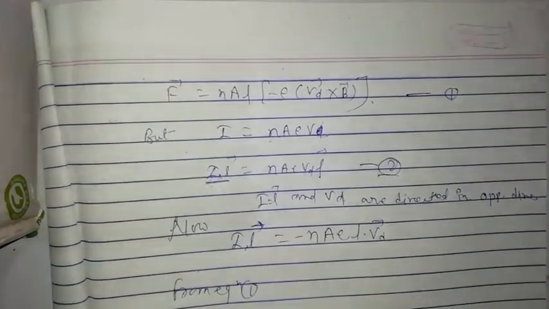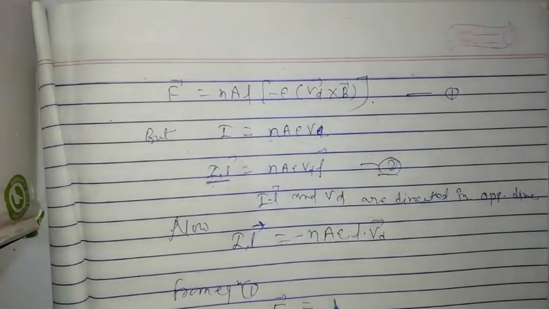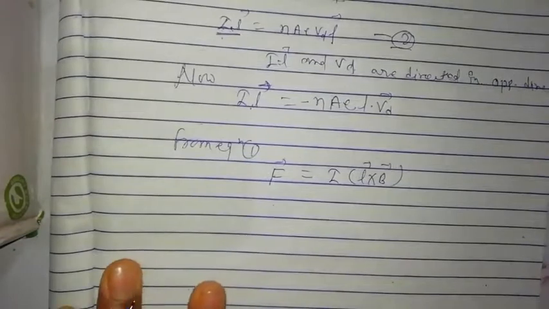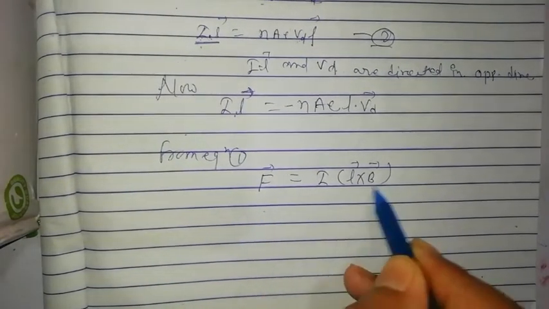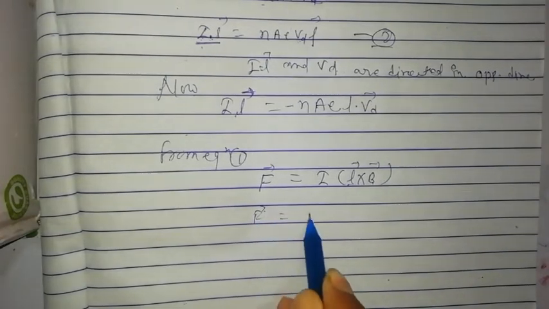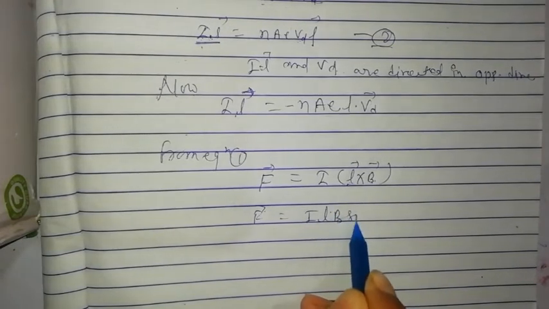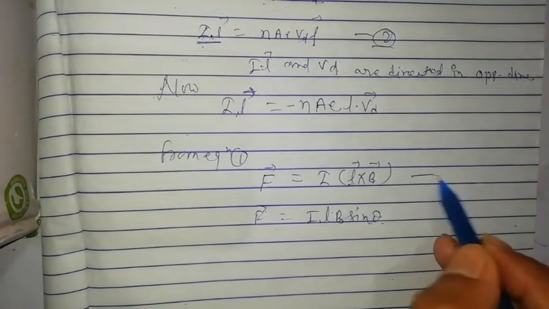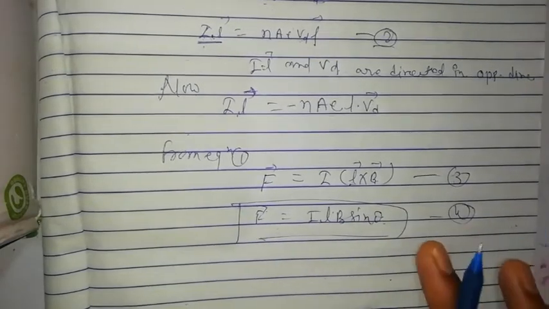Then on putting the value in the above equation number 1, vector F is equal to I l cross B, which is equal to I l B sin theta. This is equation number 3 and equation number 4. These are our required expressions.